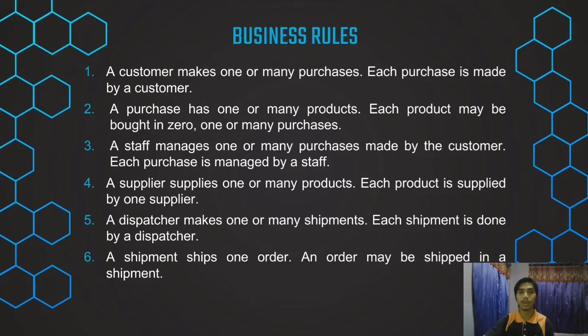4. A supplier supplies one or many products. Each product is supplied by one supplier. 5. A dispatcher makes one or many shipments. Each shipment is done by a dispatcher. And 6. A shipment ships one order. An order may be shipped in a shipment.